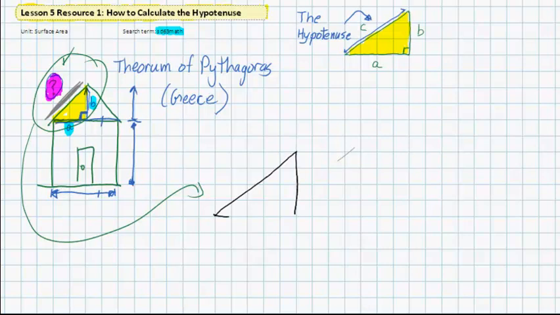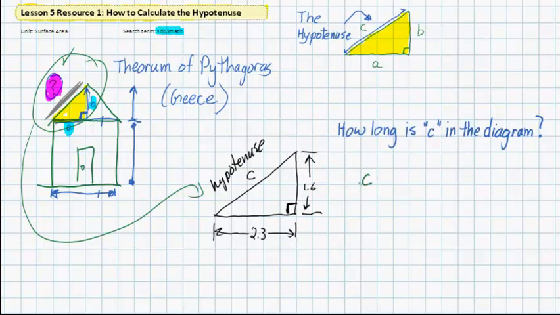Let's just pull that triangle right out of the house, show it as a right angle triangle, and I'd like to give it some measurements, say 2.3 centimeters perhaps. And how about 1.6 centimeters? The question becomes, how long is the hypotenuse?